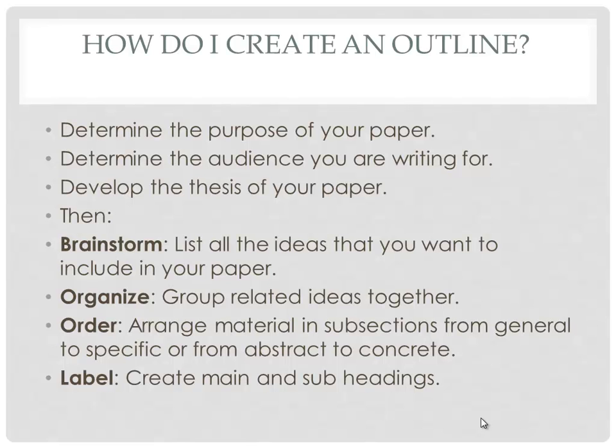Then in an outline, after you've determined those two ideas and you've developed a thesis, you're going to brainstorm. So you're going to list all the ideas you want to include in your paper. So this might be a web, a list, a cluster, a free write. And you're going to brainstorm. Then you are going to organize. This is where your research and source cards are going to come in handy. You're going to organize your information and you're going to group related ideas together. Then you're going to order them. You're going to arrange your material in subsections from specific to general or from abstract to concrete. So this means what ideas are very vague to what ideas are specific and something I'd want to use. And then you're going to label. You're going to create your main and subheadings. You're going to put your ideas onto paper.